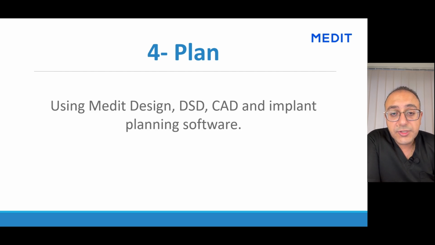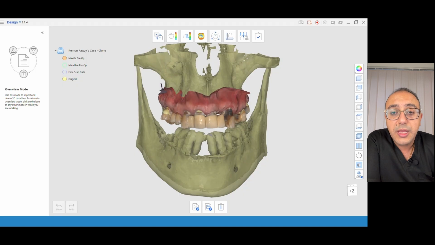Now, the fourth step, planning. You can use Medit Design, different apps or software for digital smile designing, and CAD software and implant planning software. This is how you integrate the patient's cone beam CT with the scan using the Medit Design app. This will help you a lot to see what's behind what you see in the patient's oral cavity. You see his jaw bones.